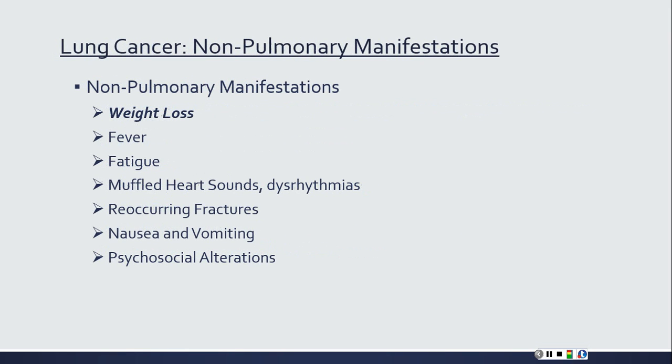Non-pulmonary manifestations include weight loss, fever, fatigue, muffled heart sounds, and also dysrhythmias, reoccurring fractures, nausea and vomiting, and then mental changes or psychological changes. What type of psychological changes would you want to look for?